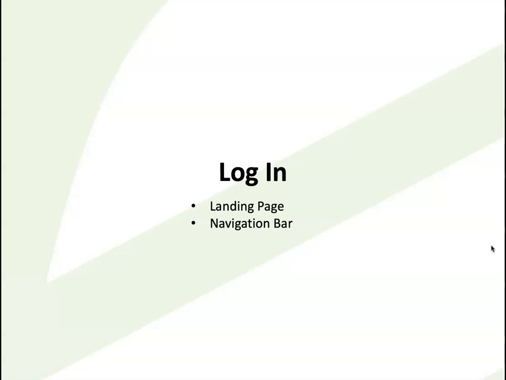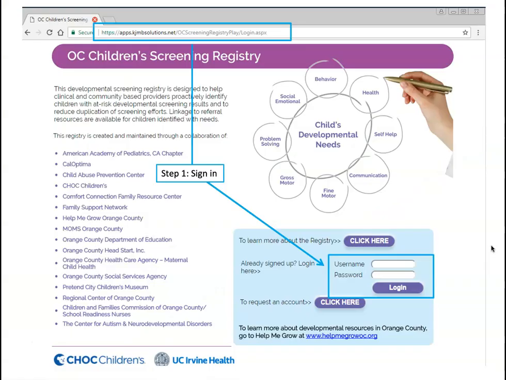So to log in to the registry, I'll go ahead and show you the landing page and the navigation bar. So this is where you would log in. If you don't have an account already, of course, you can request an account on the landing page, and you see that option there on the bottom. And if you have a terms of use signed, then I can get you access to the registry. So you should have your own username and password and account just for HIPAA compliancy purposes. But you can go ahead and log in.